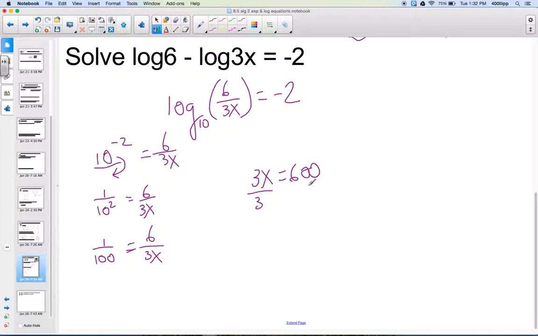Dividing both sides by 3, and I get x is equal to 200. And that's our answer for that. That's part 2 of 8.5 exponential and logarithmic equations.